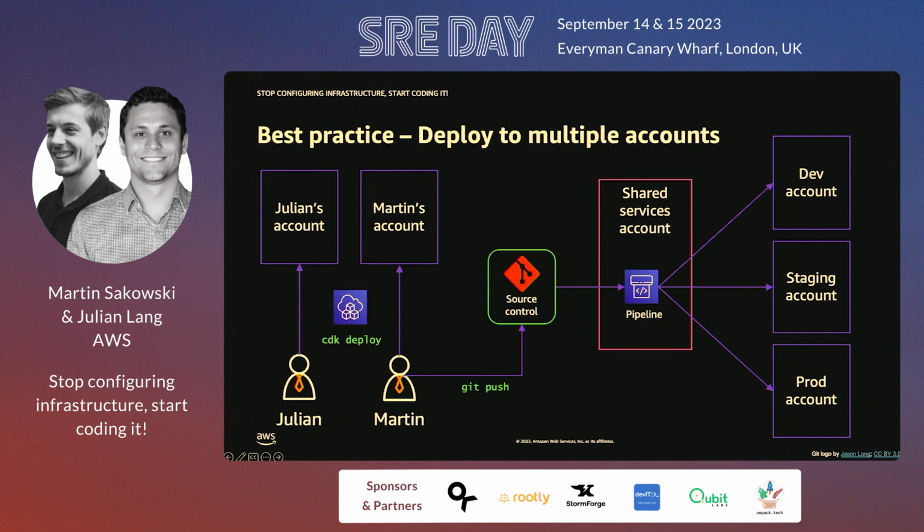Once we are happy, we put that in version control. This triggers a pipeline. The pipeline is in a shared services account. And this pipeline then actually deploys that to our three shared accounts, right? So a dev, a staging, and a prod account.